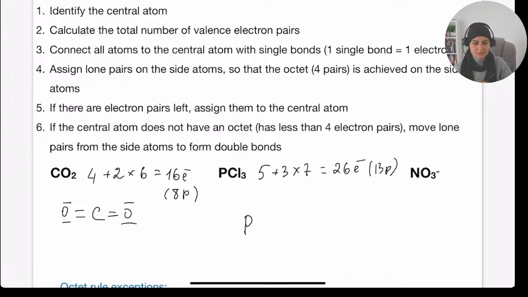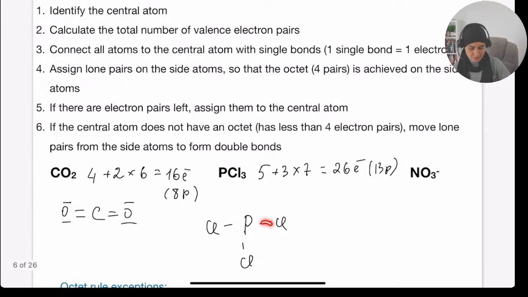Then I connect side atoms to the central atom with single bonds. So chlorines are side atoms. I connect them with single bonds. That was my step 3. Then I would assign lone pairs to the side atoms. Each chlorine has 1 bond, so each chlorine is missing 3 pairs. 1, 2, 3, 1, 2, 3.